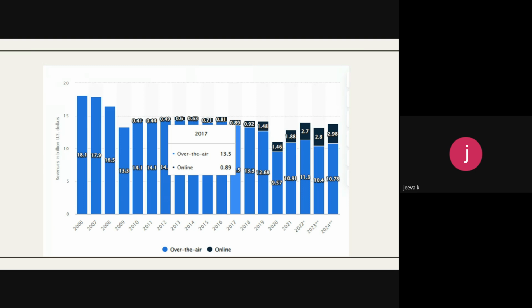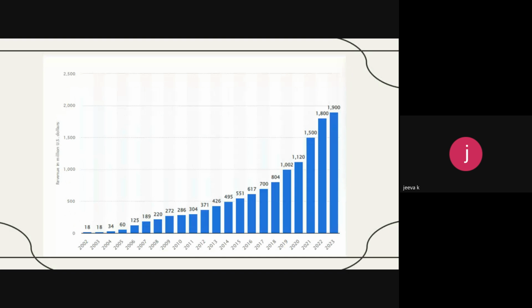So when you go for this revenue generation, in US dollars, they create billions over the air, and over the air is nothing but through AM or FM or through the satellite conversion. And when it compares to the online, we have online radio. Through that, they generate revenue through advertisement and all these things.